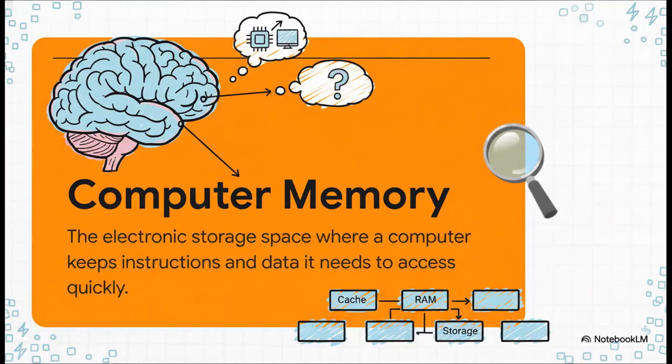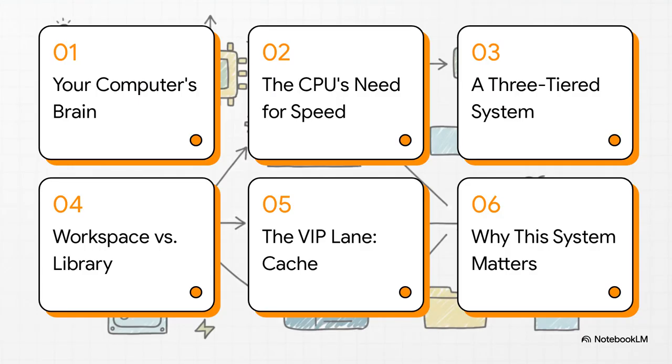So at its most basic level, computer memory is just an electronic space for things that need to be accessed right now. A really good way to think about it is like your own brain. It's not just for long-term storage, it's for holding all the information your computer is actively thinking about. And without it, your computer would basically be a paperweight. It just couldn't function.